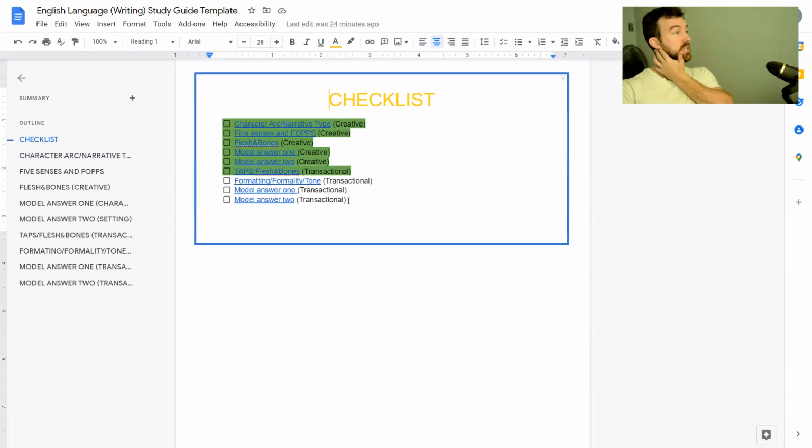We've done 6 lessons before. Like I said, this is the 7th. So we've looked through a lot of creative writing principles that will help you: character arcs and narratives, the 5 senses, how to plan, which is something I call flesh and bones, some model answers. Last week, we started transactional writing. We looked through how to plan and do something called TAPS.